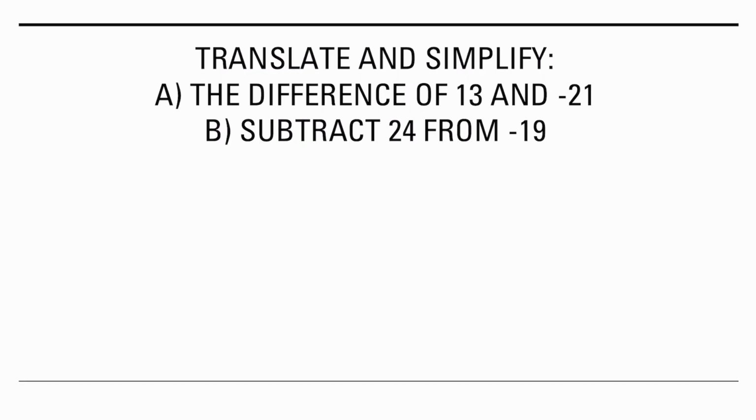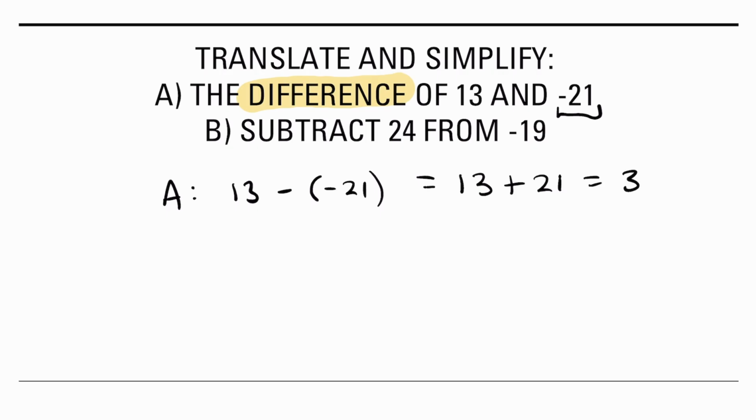Translate and simplify. The difference of 13 and negative 21. So to translate means we want to find our keywords and turn this into mathematical notation. So I can see the difference. Difference is another way of expressing subtraction. So for a, we could express this as 13 minus negative 21. So you've really got to be careful. So the difference implies subtraction, but that doesn't mean that this would just become 21. You need to keep that negative in there. This would then be the opposite of negative 21, which would be positive 21. So 13 plus 21, which would then equal 34.